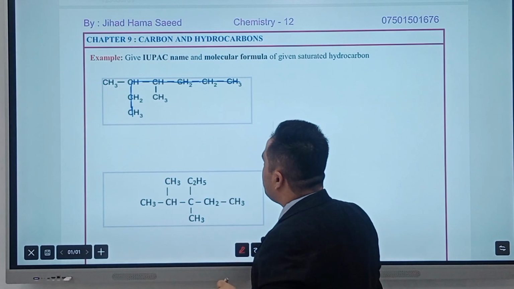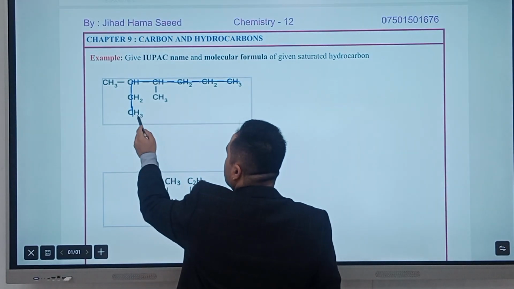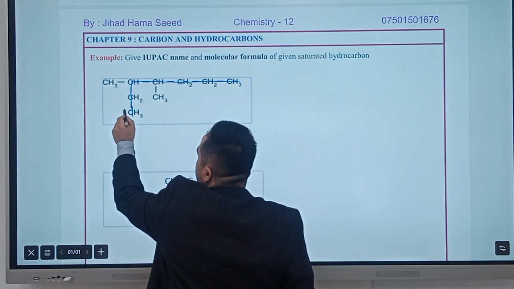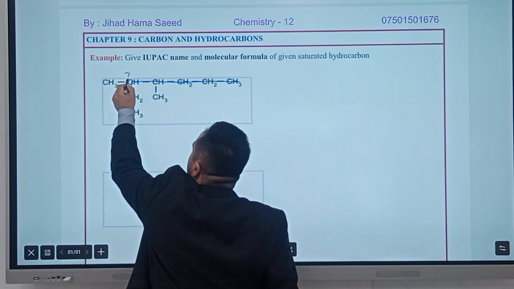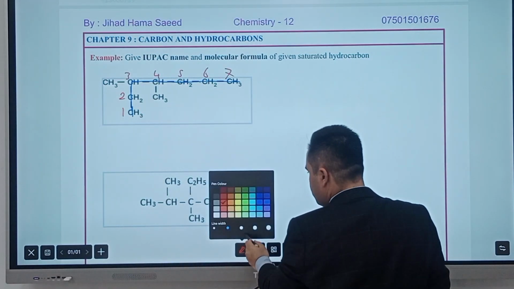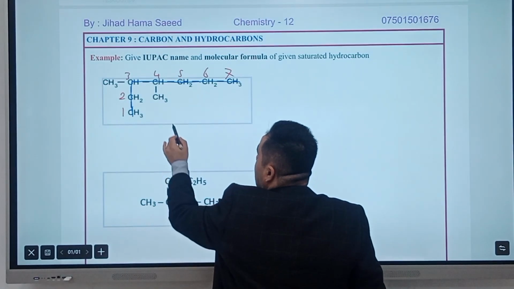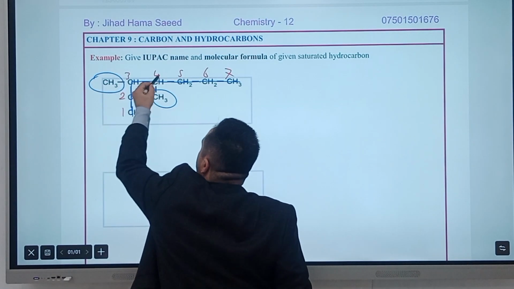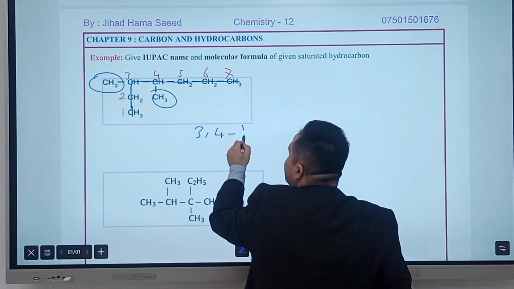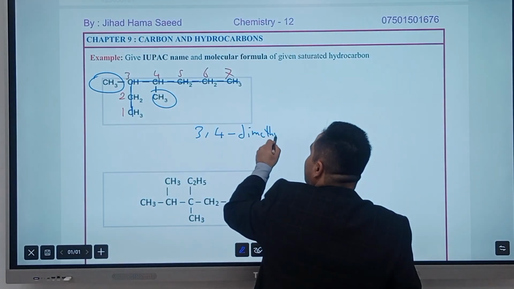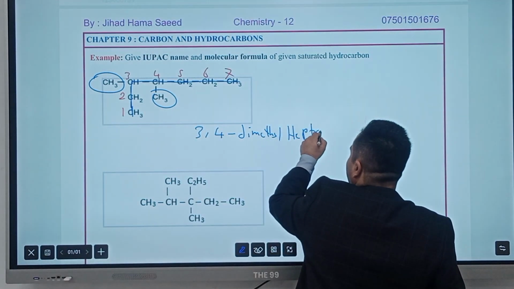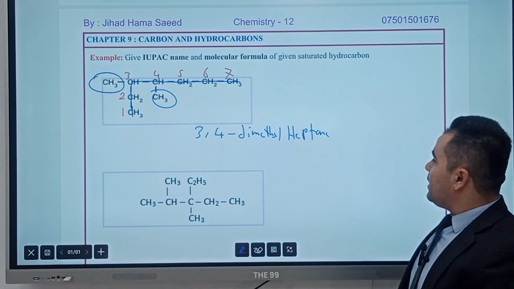And then let us position the numbering. From this end, the third is the branch. From that end, the fourth is a branch. So you have to start from this end. 1, 2, 3, 4, 5, 6, 7. We have got 2 branches on the third and the fourth, so write down 3,4 dimethyl. 7 is heptane. It's an alkane.